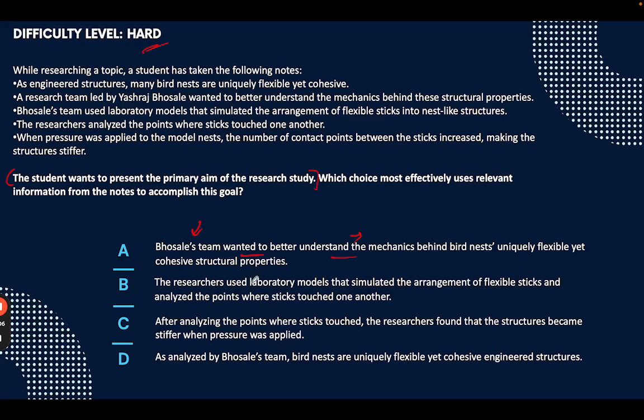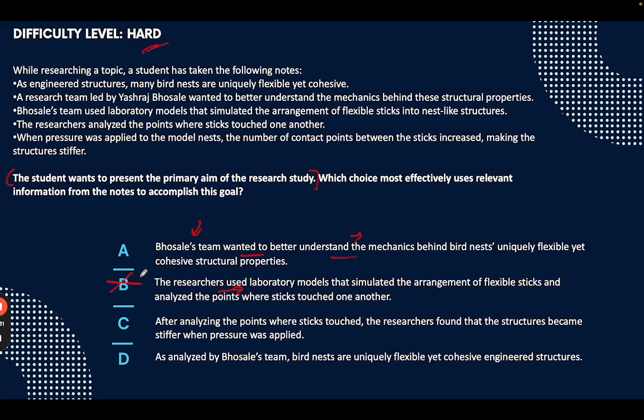Let's look at B. The researchers used laboratory models that simulated the arrangement of flexible sticks and analyzed the points where sticks touched one another. Now this option is simply telling me what the researchers used. That is not what the goal is in the question stem. The question stem says very clearly that I need the correct option to state the purpose of the study, not what they used in the study. So I'm going to eliminate B for that reason.